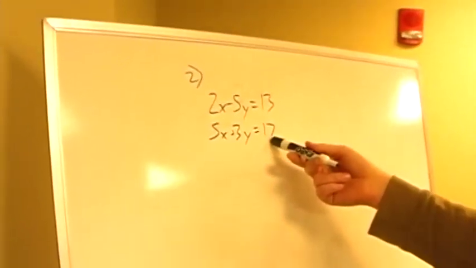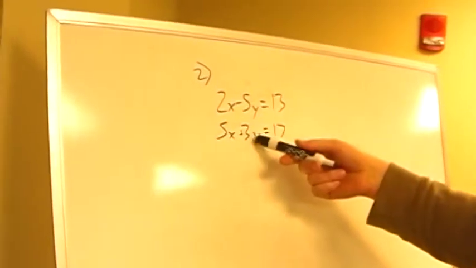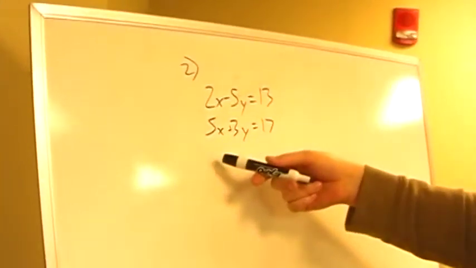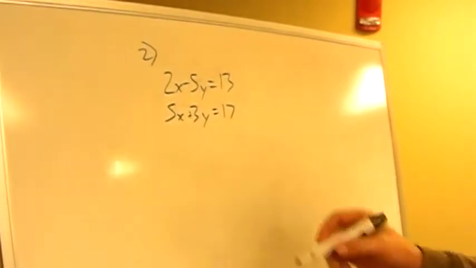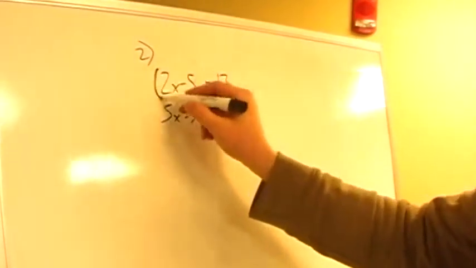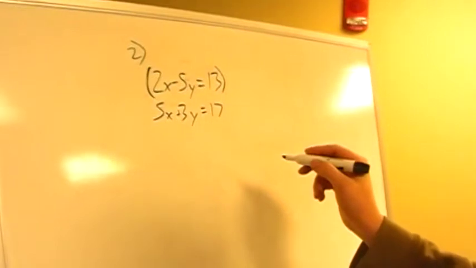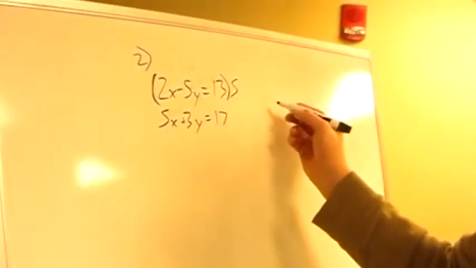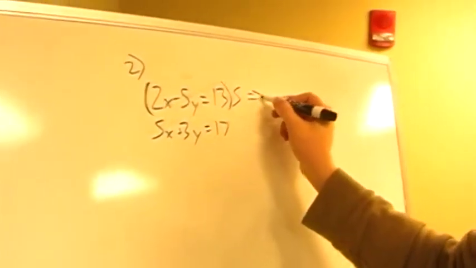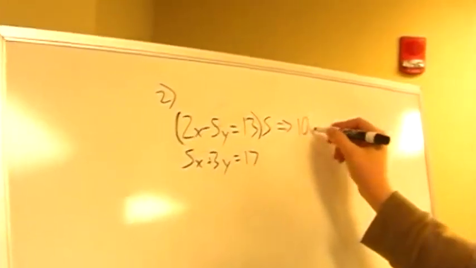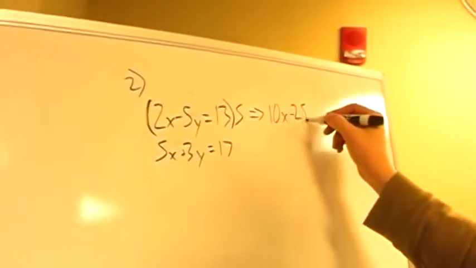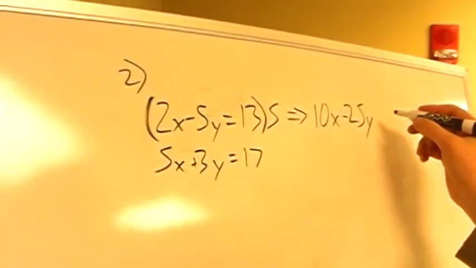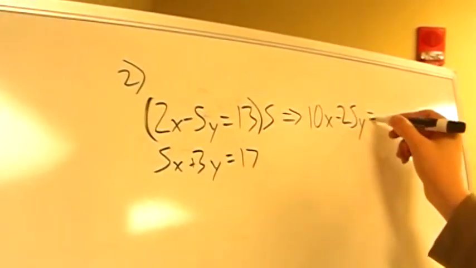Well, we could either try to get both of these to be 15 or try to get both of these to be 10. Since these numbers I can multiply with will be smaller, I'm going to go ahead and do that. Right? So I'm going to multiply the whole first equation by a 5. And then that's going to change it and make it a 10x minus 25y equals 65.